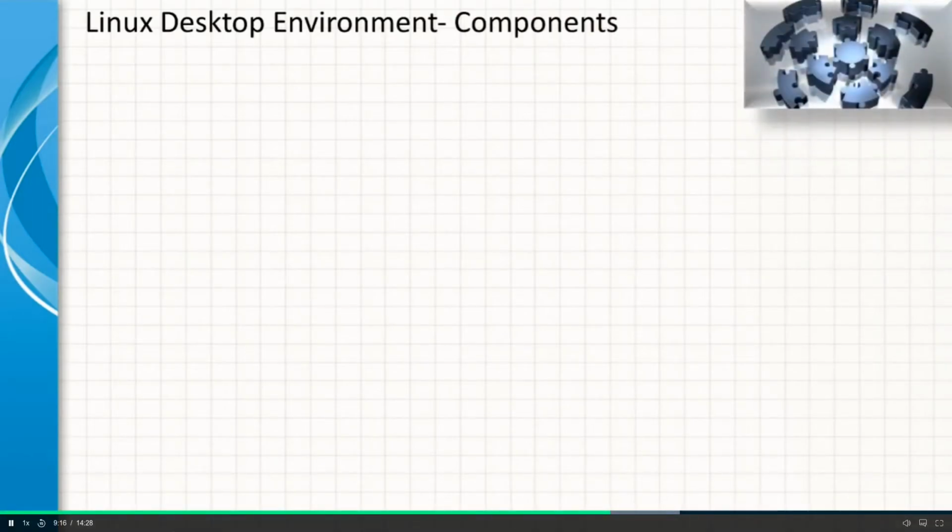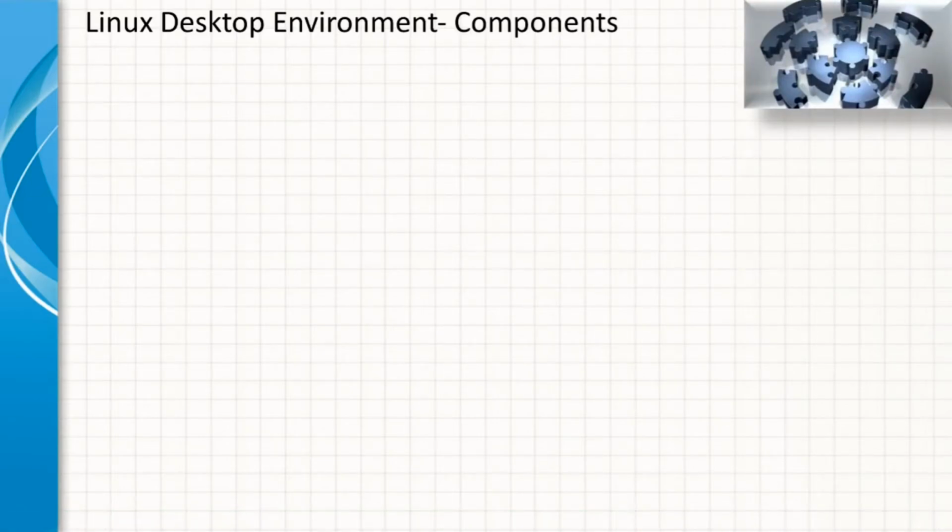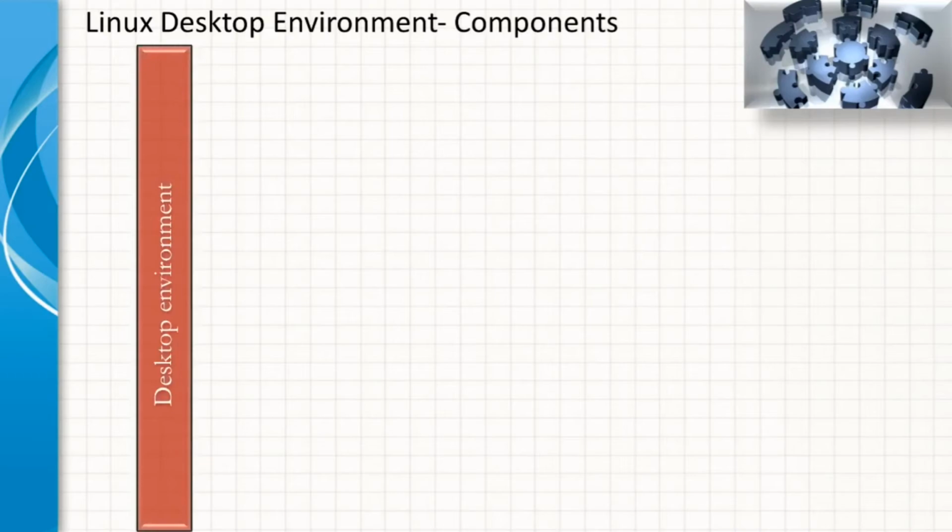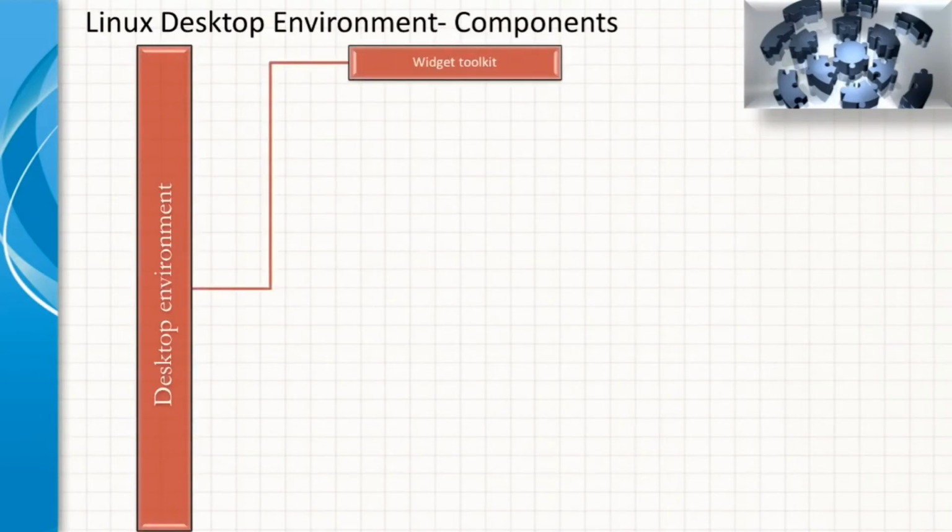Linux Desktop Environment Components. A desktop environment bundles together a variety of components to provide a common graphical user interface. Elements such as icons, toolbars, wallpapers, and desktop widgets. Additionally, most desktop environments include a set of integrated applications and utilities. Let us see what those components are here.